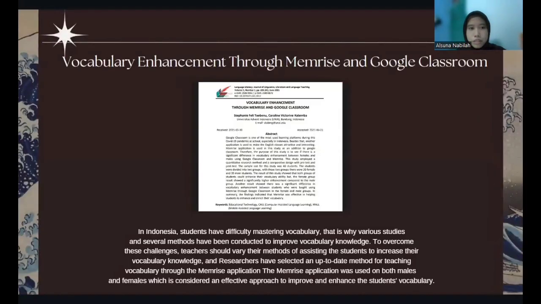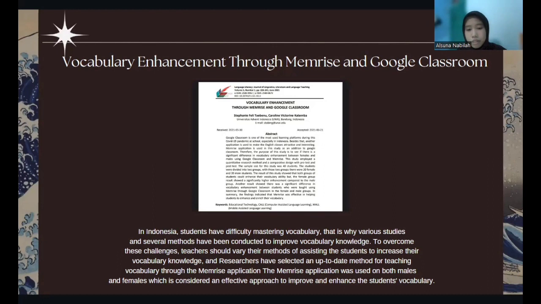It's about vocabulary enhancement through Memrise and Google Classroom, written by Stephanie Feli Taibenu and Caroline Victorina Atamba, in 2021. The general problem from this article is that in Indonesia, students have difficulty mastering vocabulary. That is why various studies and several methods have been conducted to improve vocabulary knowledge. To overcome this challenge, teachers should vary their methods to assist students in increasing their vocabulary knowledge.